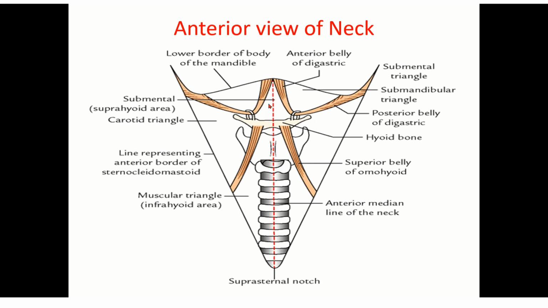This is the half of the submental triangle. This is the digastric triangle, and this is the carotid triangle, and this is the muscular triangle. Let us see the boundaries of the anterior triangle.